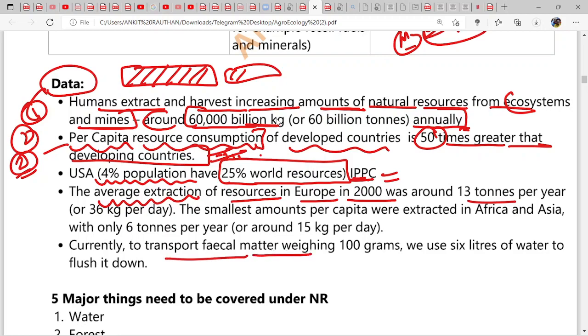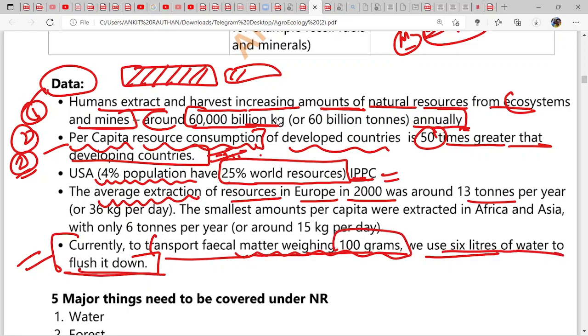Currently, to transport fecal matter weighing 100 grams, we use 6 liters of water to flush it down. Very important. To transport fecal material weighing 100 grams, we use 6 liters of water to flush it down. You understanding? That means it needs some technological know-how.